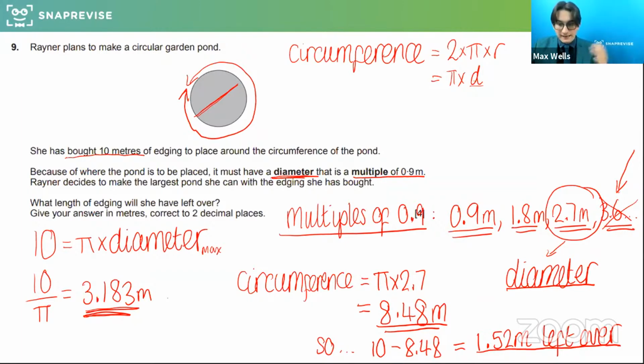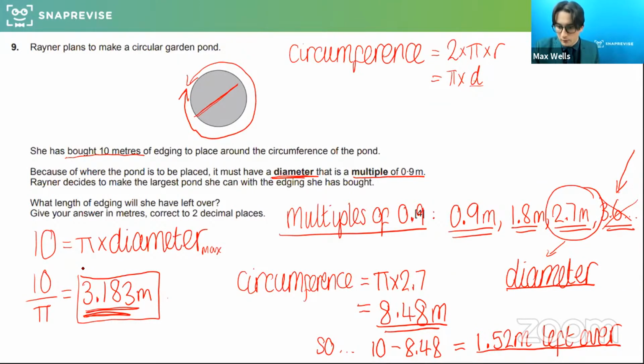Basically, if I just re-explain it quickly overall, what we did was find that the diameter could only be multiples of 0.9. So I listed them out: 0.9, 1.8, 2.7, 3.6. And I thought, let's find the maximum the diameter can be. To find that, I took the maximum circumference, 10, because that's how much she bought, divided by pi. The biggest the diameter could be is 3.183 meters.